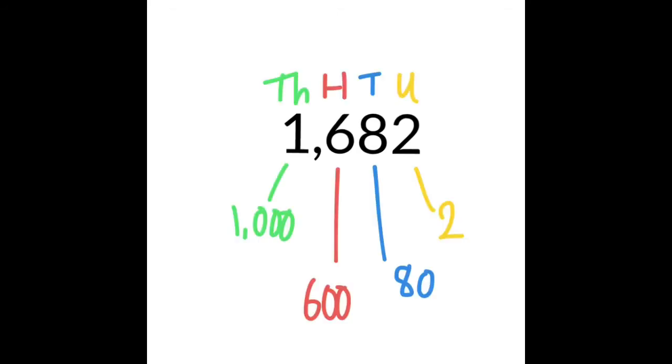We can also look at bigger numbers. This number reads 1682. And using my place value knowledge, I've broken this number down for you and partitioned it. There is 1 in the thousands column, which is 1000. There's a 6 in the hundreds column, which is 600. There's an 8 in the tens column, which is 80. And in the units column, there is a 2, which represents 2.